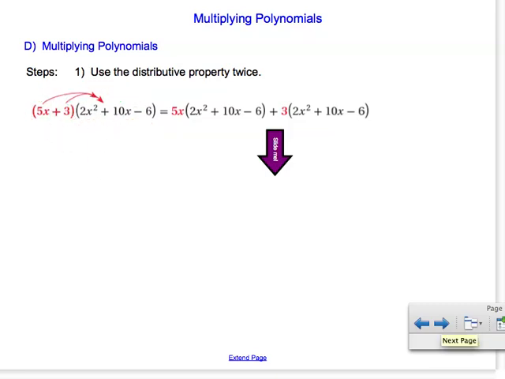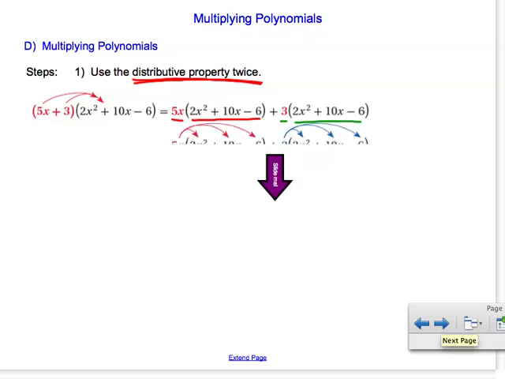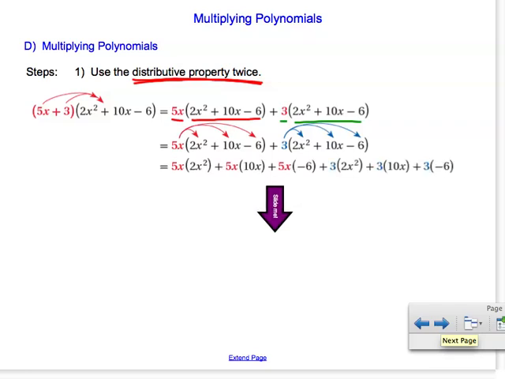Okay, let's do it. If you want to just watch first so you can see what happens, that's not a bad idea. So here I have 5x times this entire thing, just using the distributive property. Use the distributive property twice. Okay, and then I'm going to do 3 times this trinomial here. Lots of rainbows going on here. Multiply that out.